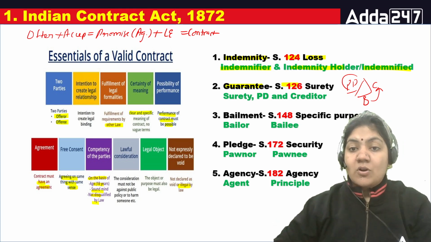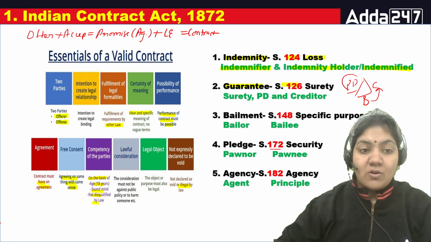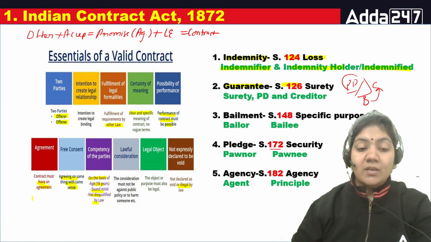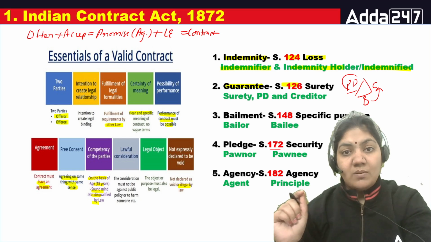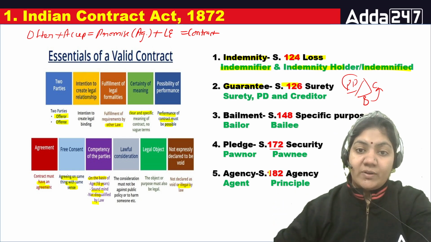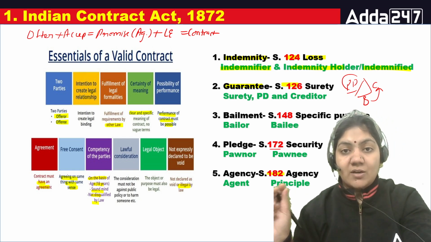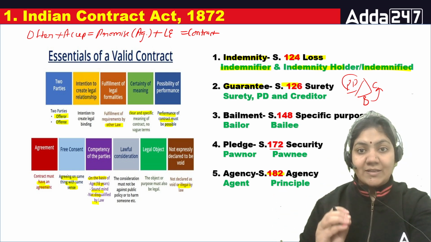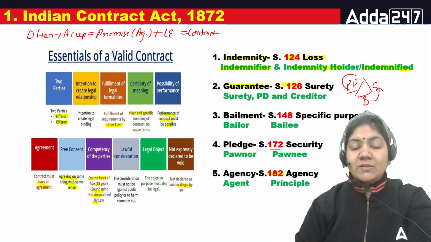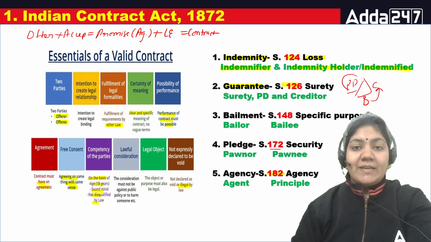Okay. Contract of pledge, section 172. In a contract of pledge, we give movable property as security and take money. That is called pledge. Agency, section 182, contract of agency. There are 2 parties, agent and principal. The agent is a person who always works under the guidance of the principal. That's it. Okay, so this is the complete Indian Contract Act.